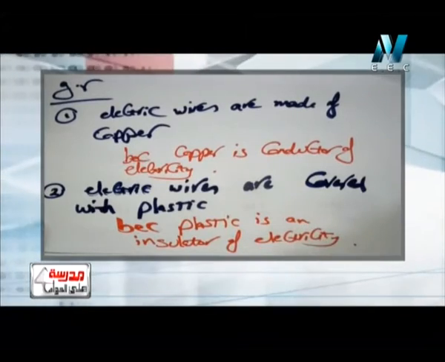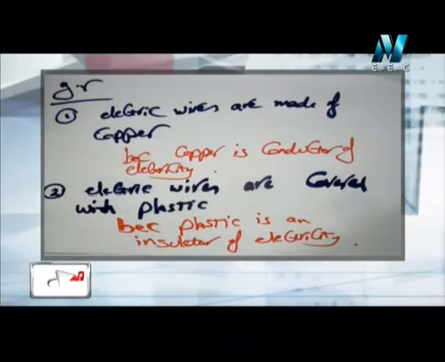So it is very important to give reasons about the manufacturing of the electric wire. We manufacture the electric wire from copper because copper is a good conductor of electricity. But what about the plastic cover? It is made of plastic because it's an insulator of electricity. That's very important to give reason about the electric wire. So now we will have a break and we will get back soon.